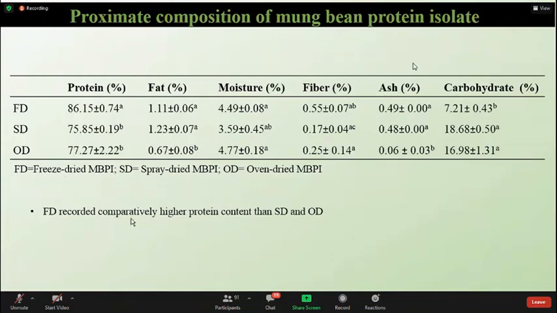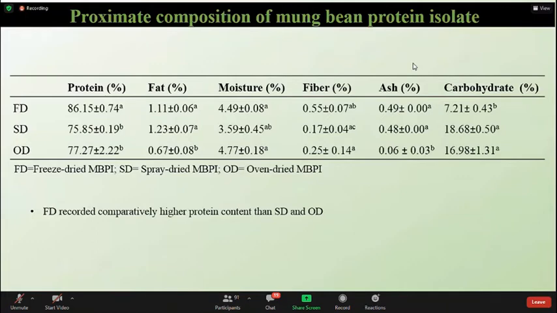This could be due to some protein being denatured during the process, because oven drying normally takes a longer time to get it dry compared to freeze drying. Spray drying is also very fast, but it reduces the protein content. We published this data in Food Research International.